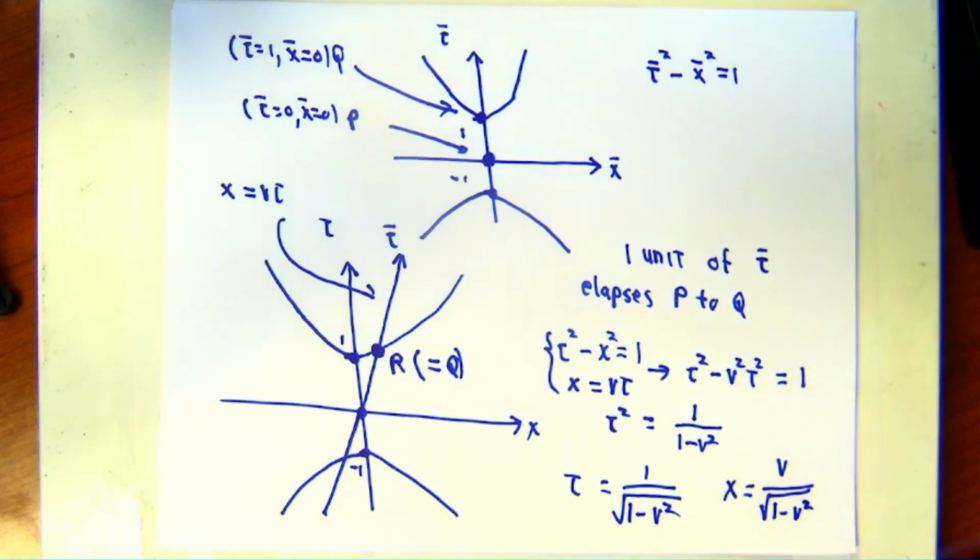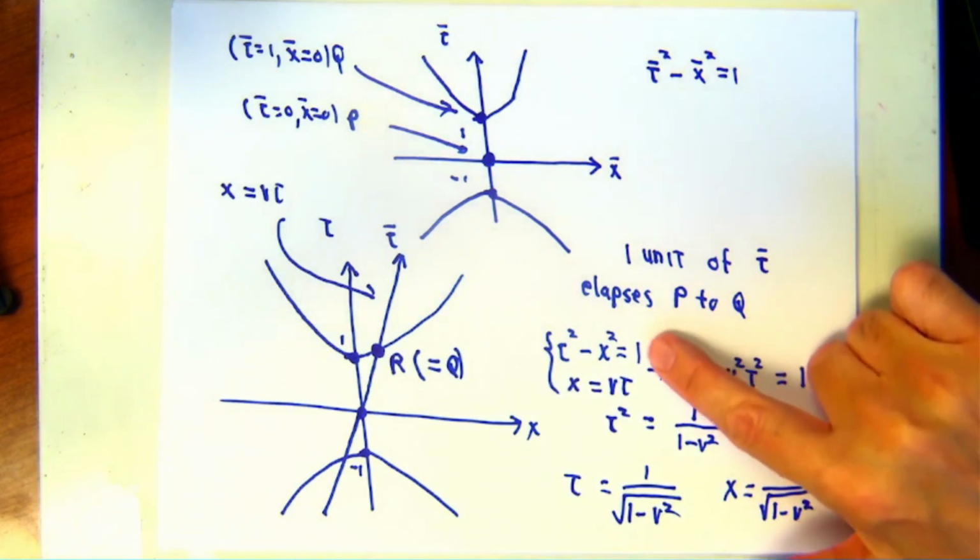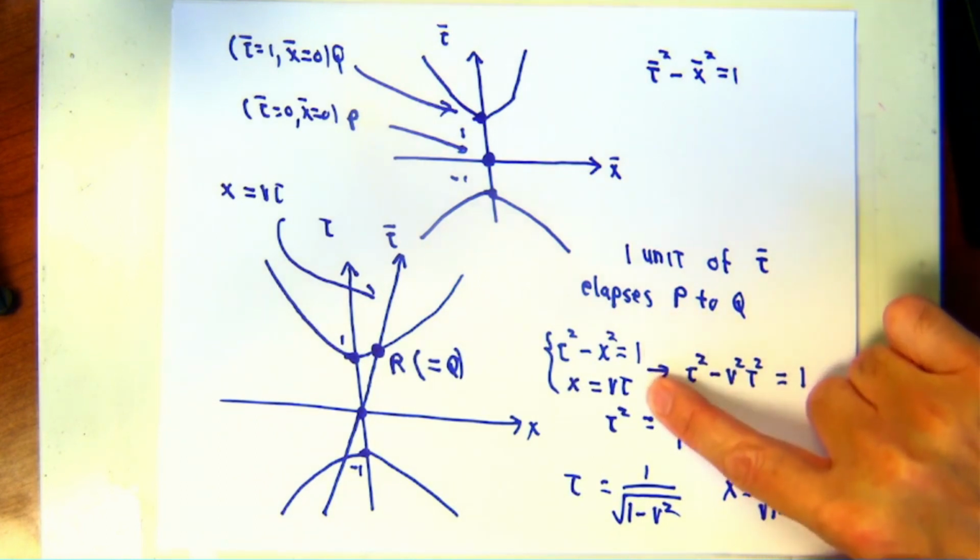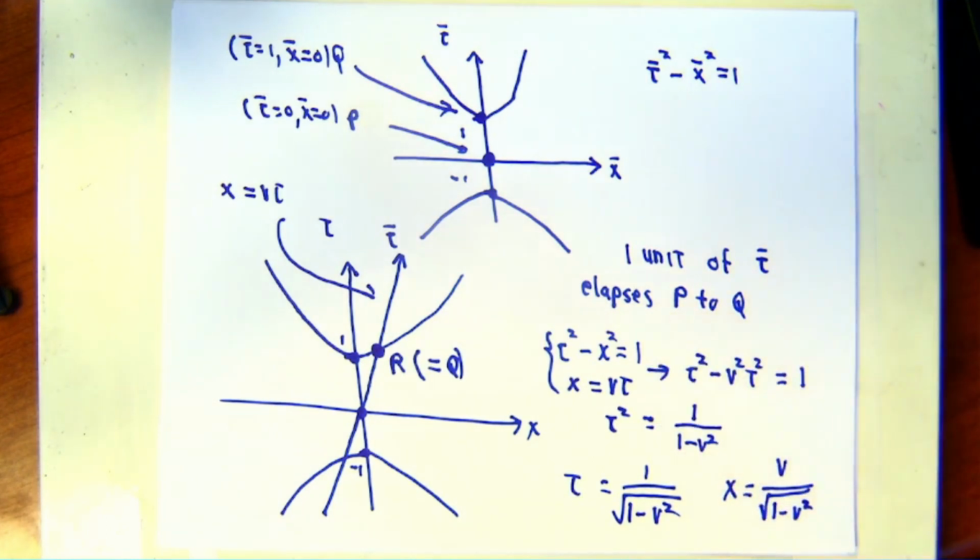If I make use of the fact that my point is both on the hyperbola and on the t-bar axis, if I combine those two equations, it's not very hard to solve for t. I'm looking at the positive t here. T is 1 over square root of 1 minus v squared, and since x is v times that, x is v over radical 1 minus v squared.